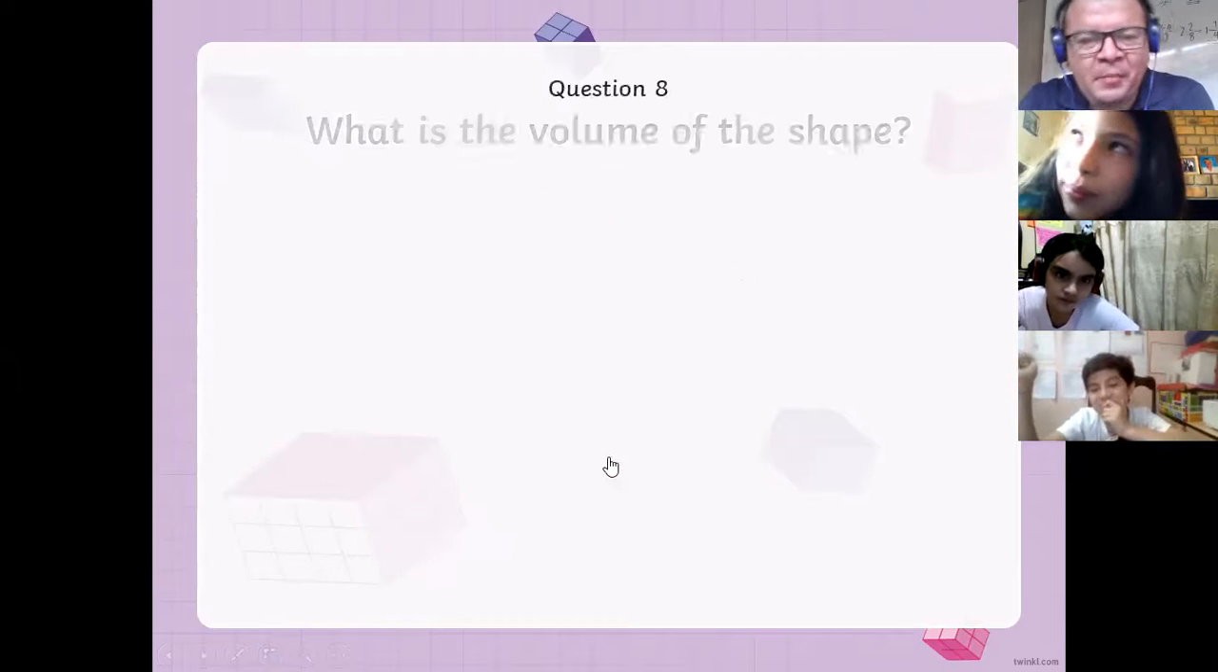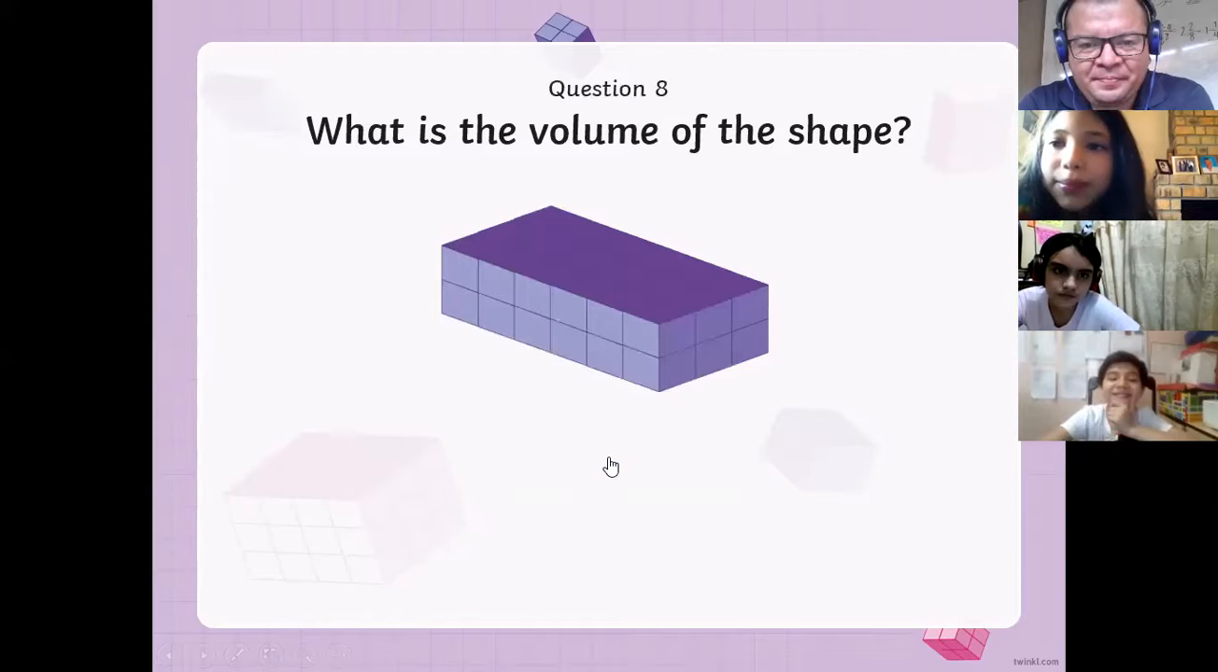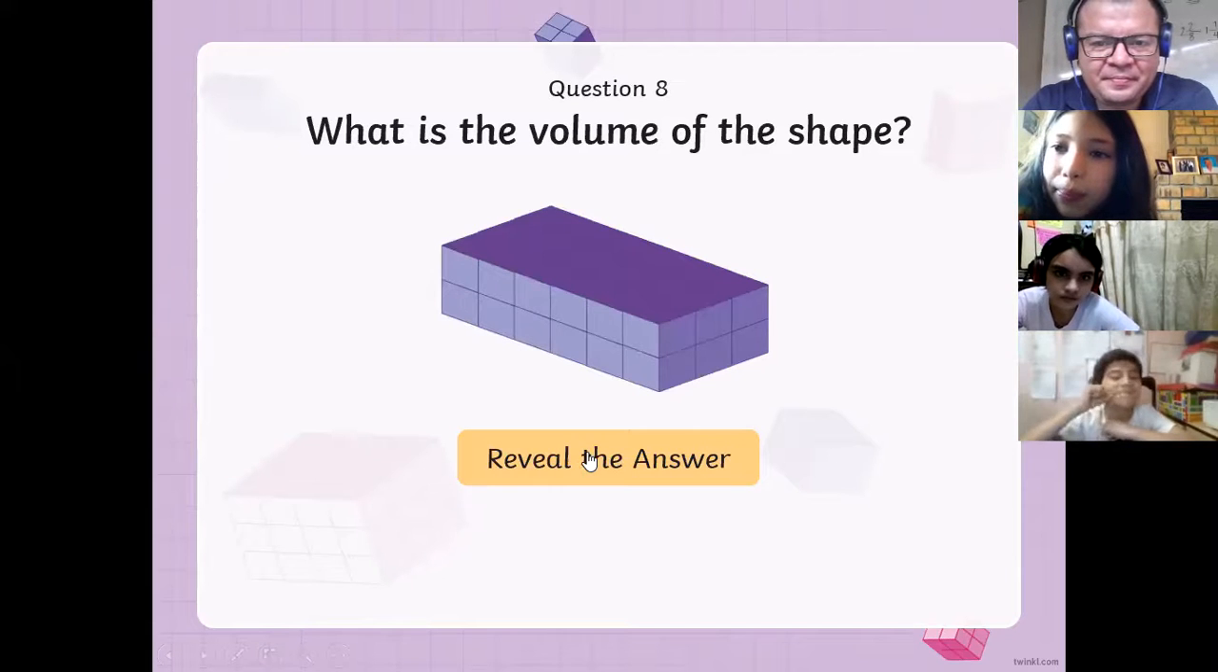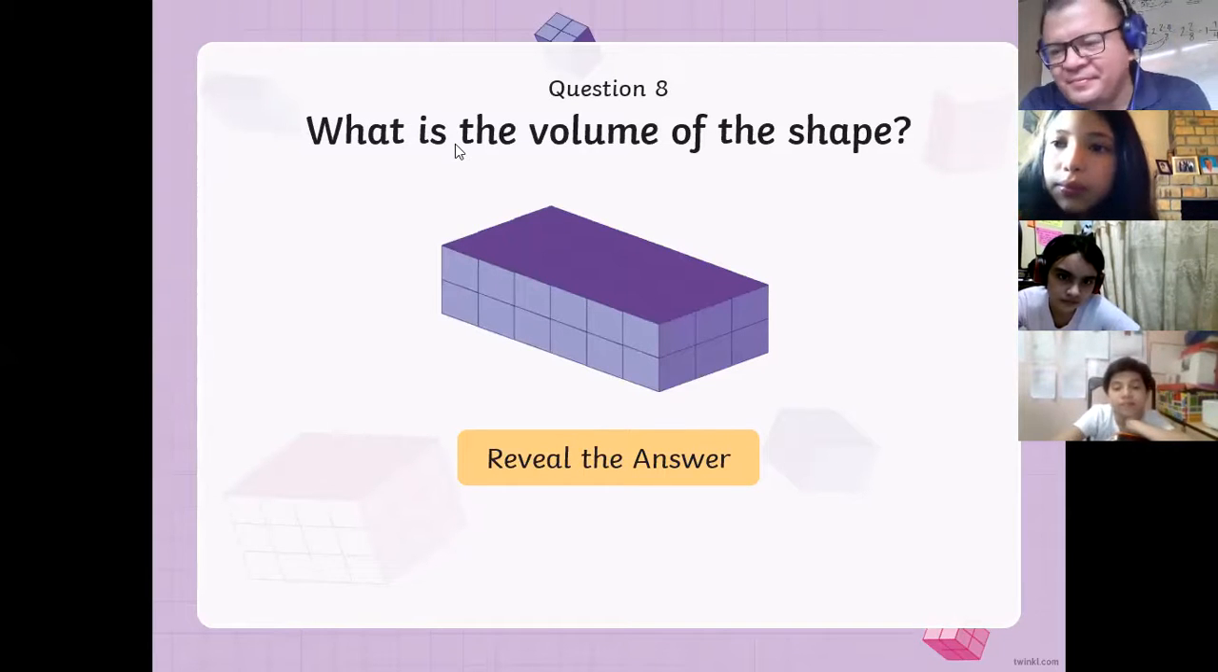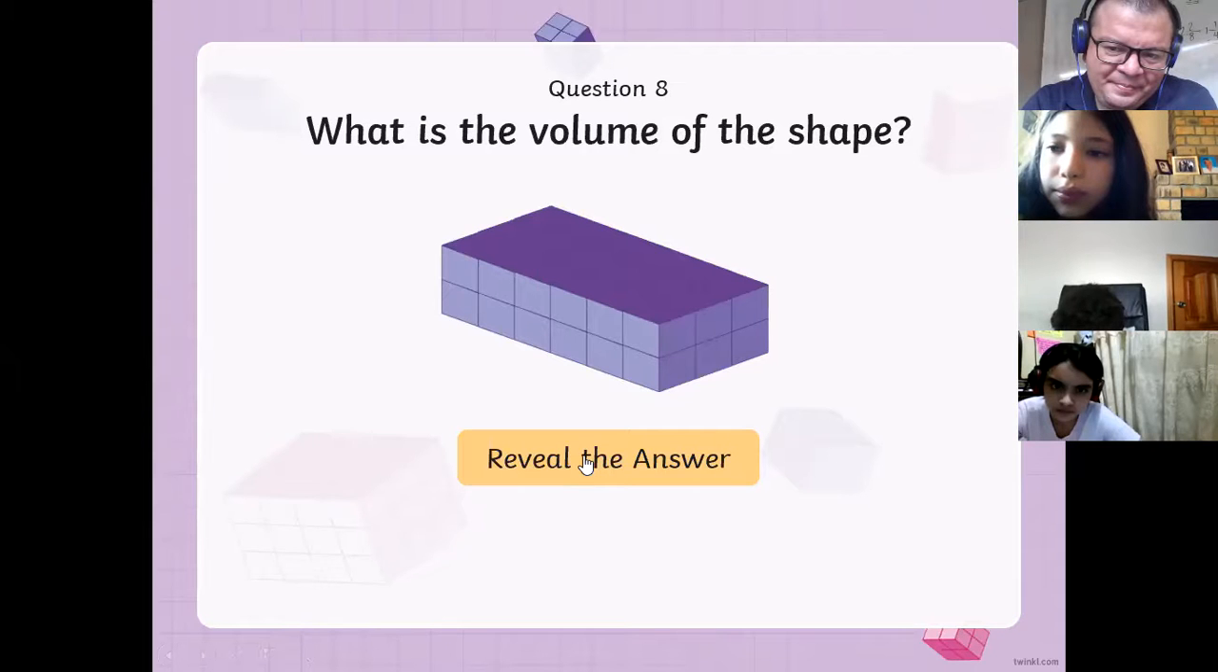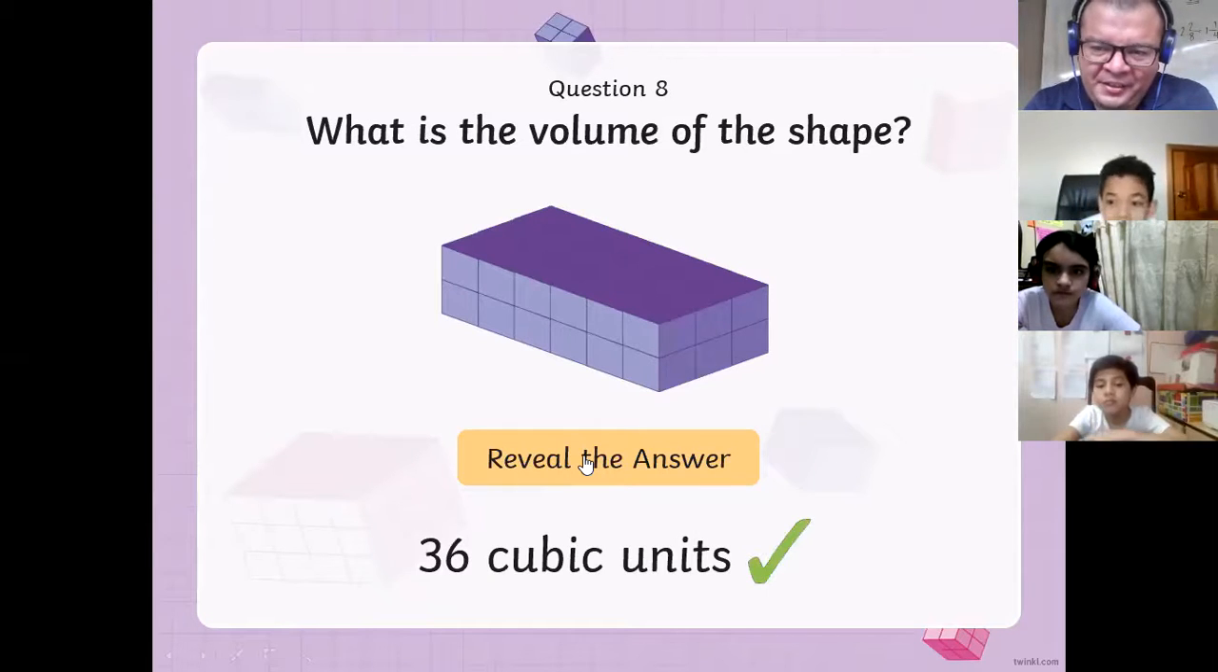The next one, number 8. This one. Don't say it. 36. Say it, someone. 36 cubic units. Very good.